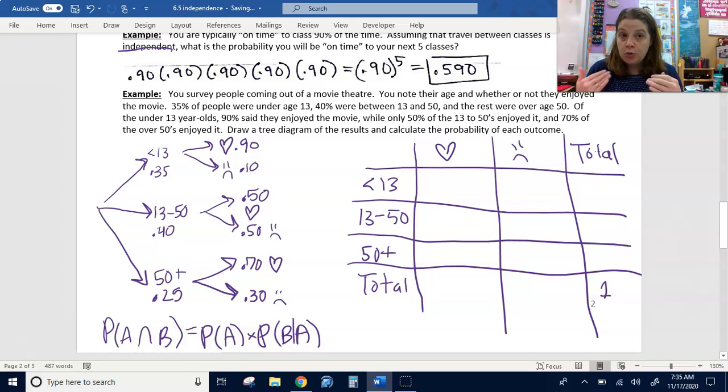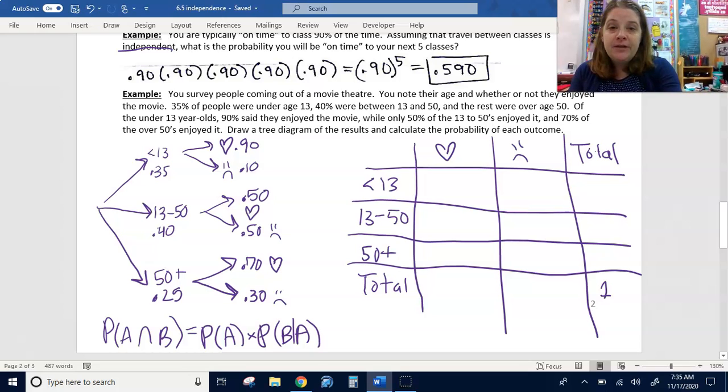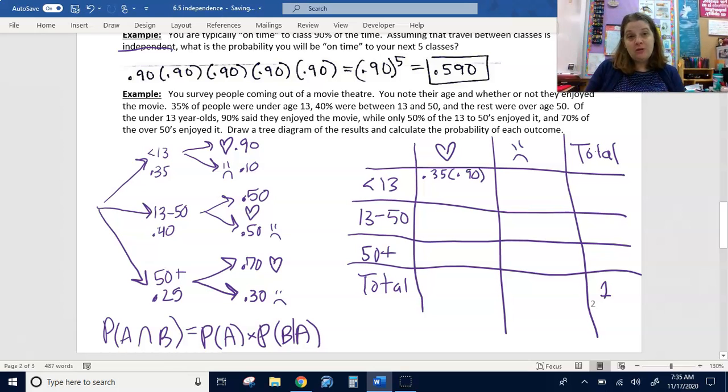Now, just as a reminder, when you go to do this, you have to show your work. A lot of times on the AP rubric, it's going to ask you, did you show the product? To get that E, you've got to show the product. So I'm going to go through and multiply down the tree branches. For example here, this is 0.35 that are less than 13, and then 90% that love the movie. I'm going to go through and do this and then fill in the chart, and then I will come back. So I'm going to pause just for a second.